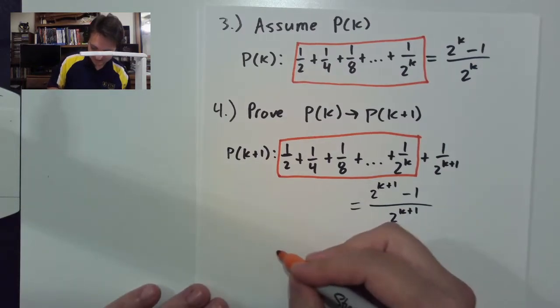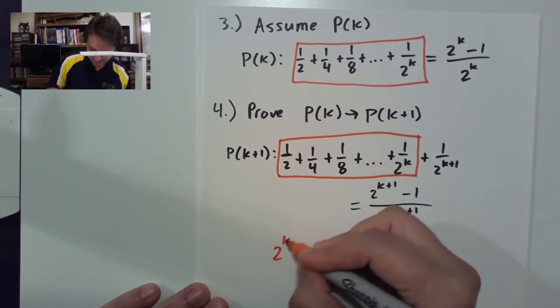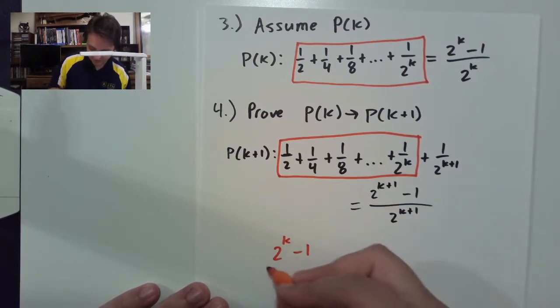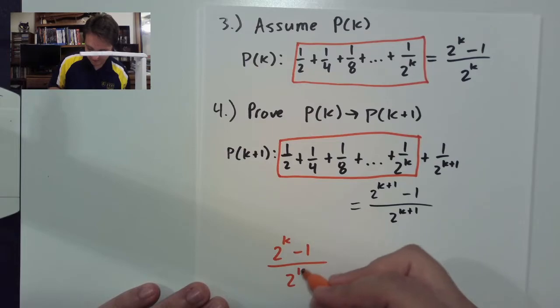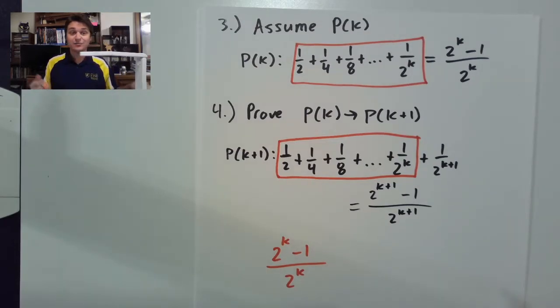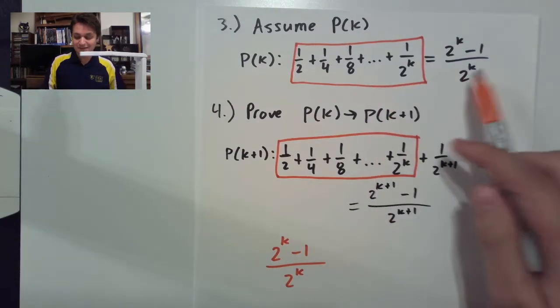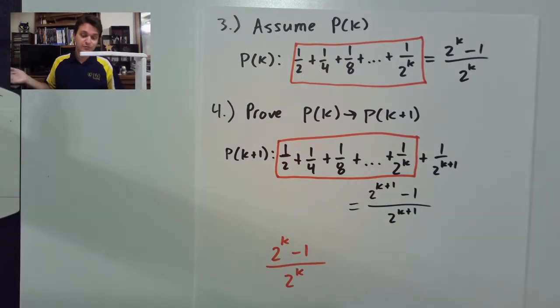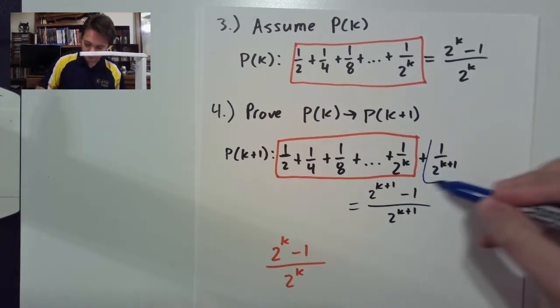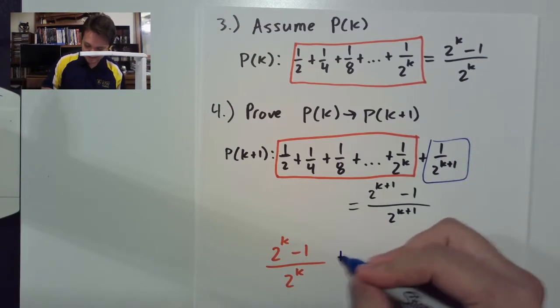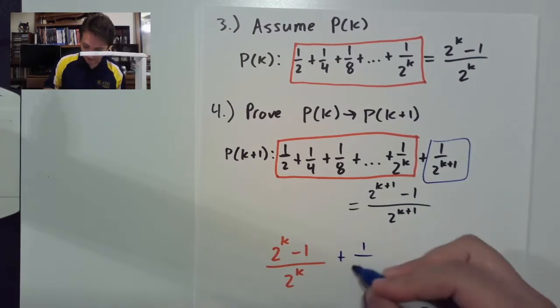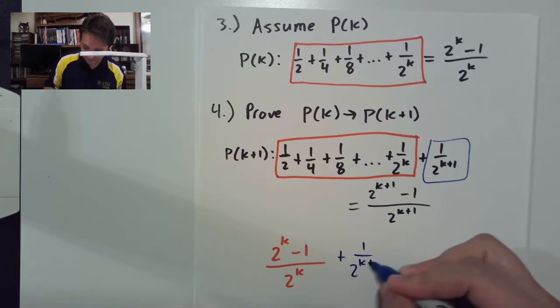This is (2^k - 1)/2^k. We're allowed to say that because we made that assumption. We've said that this part is equal to that. There's some point where this holds true, and that's what we're showing here. So we're using that to our advantage. But we're not done yet, because we've still got this part to worry about, right? We've added this plus 1/2^(k+1).